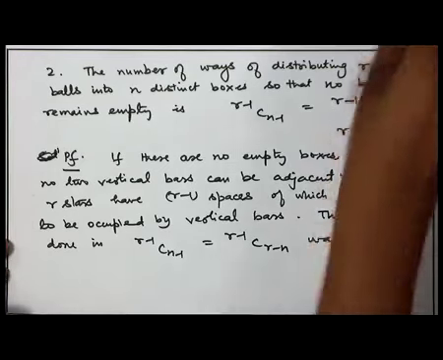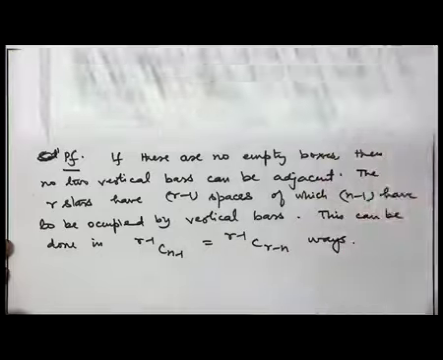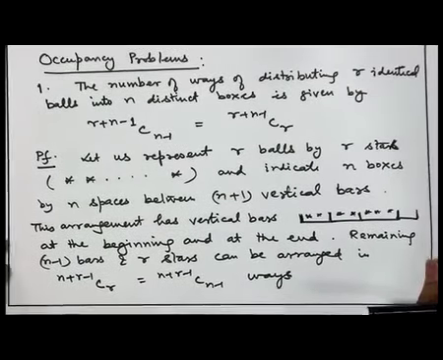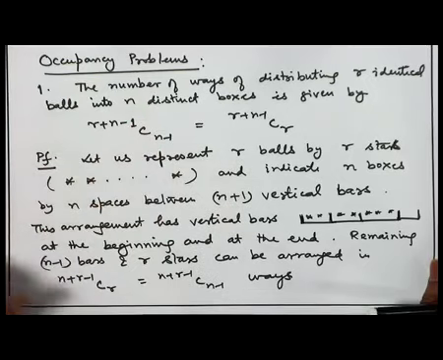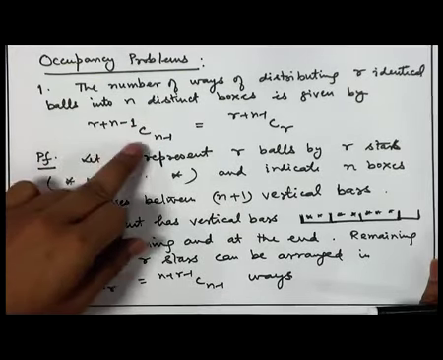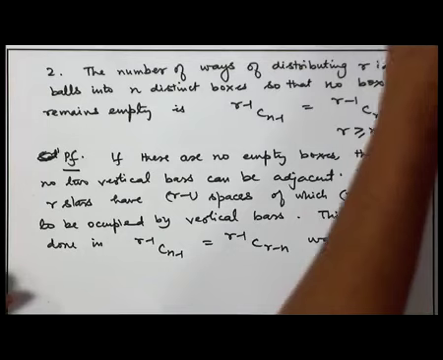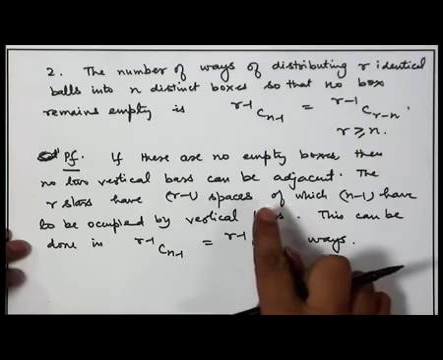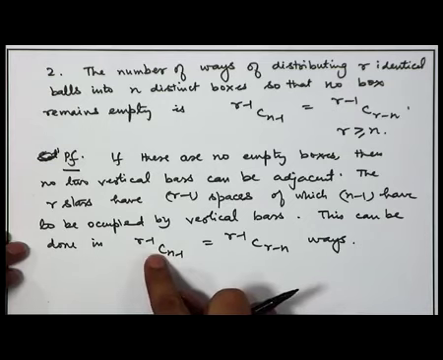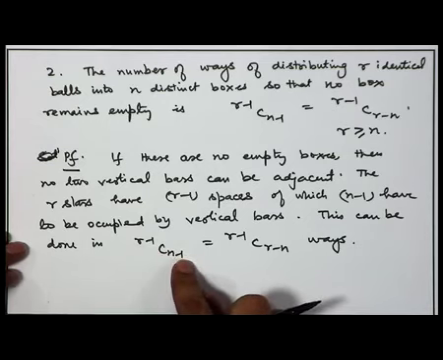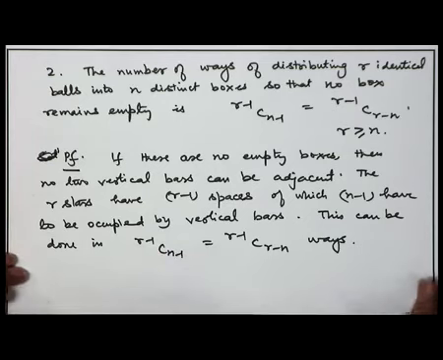So, I have given solution to two occupancy problems. One is the number of ways of distributing r identical balls in n distinct boxes, that is r plus n minus 1 choose n minus 1, and if we put the additional restriction that no box is empty, then this number becomes r minus 1 choose n minus 1. So, let us look at an application of this.